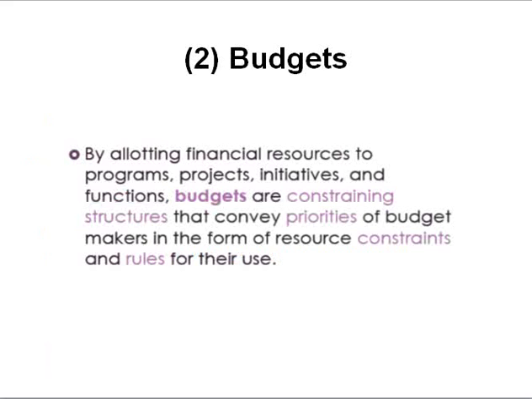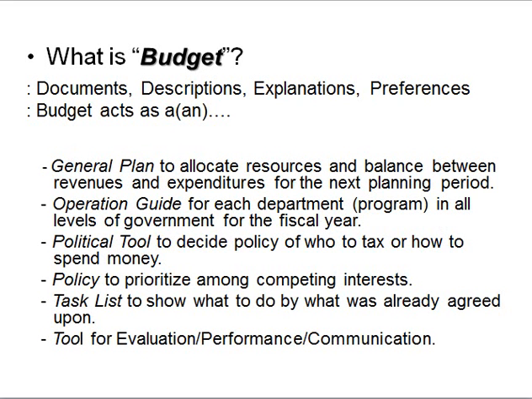Another main tool to constrain structures, obviously, is budgets. By allotting financial resources to programs, projects, initiatives and functions, budgets are very important. Budgets are constraining structures, of course, that convey the priorities of the budget maker in the form of resource constraints and rules for their use. So this is a very powerful tool to constrain structure.